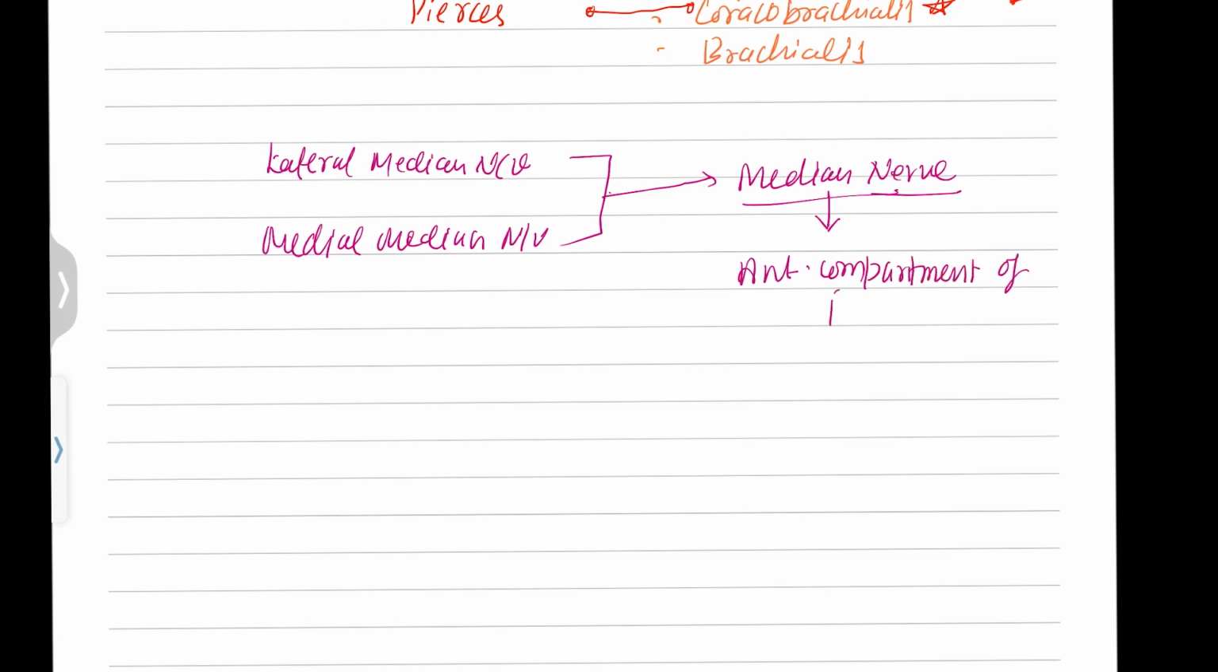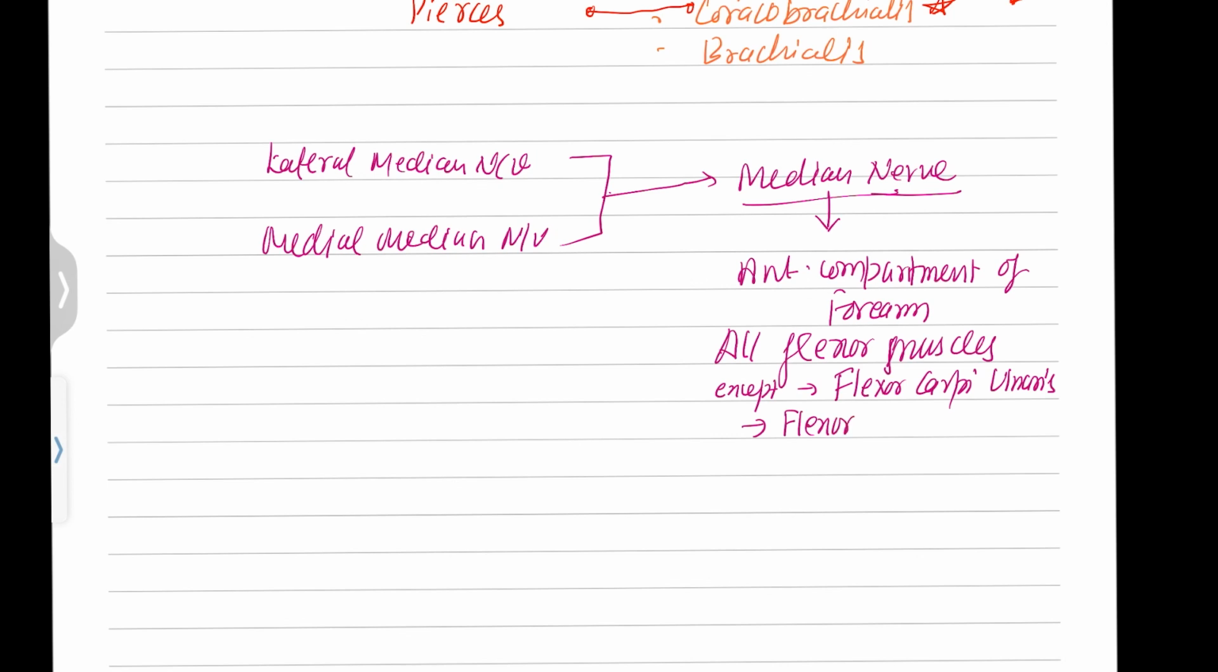It won't supply the muscles in your arm. It is going to supply the anterior compartment of the forearm. But just remember, it is going to supply all the flexor muscles except two muscles. The flexor muscles are pronator teres and flexor digitorum superficialis. There are actually two compartments, superficial and deep. You have to remember, the two exceptions are going to be the flexor carpi ulnaris and the flexor digitorum profundus.